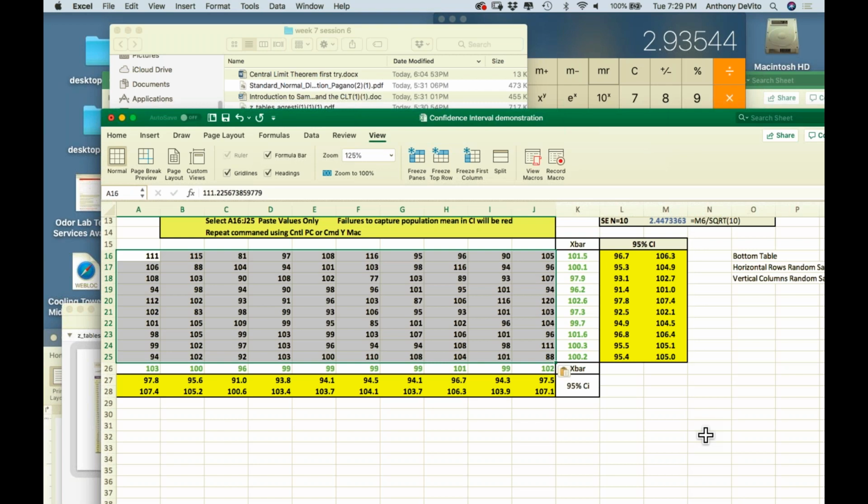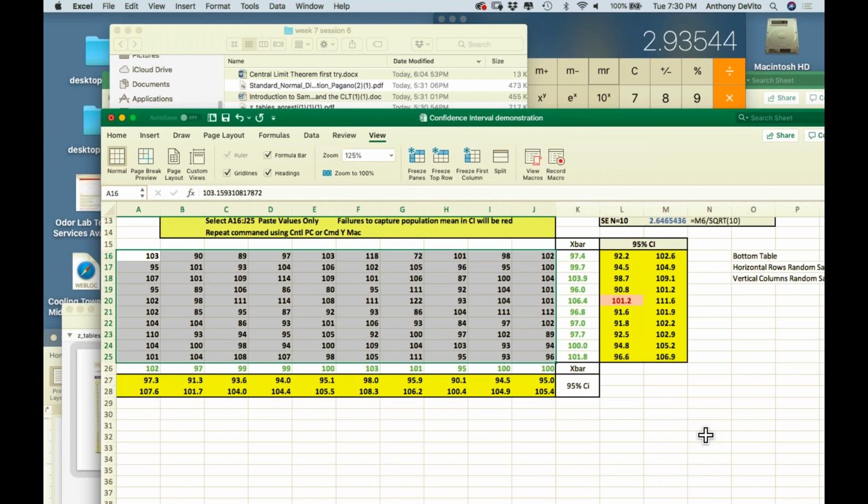There's another trick in Excel. I can repeat an operation by hitting Command Y on the Mac and Control Y on the PC. So I'm going to do that, Command Y. This time I missed it once. I'm going to do it again. Didn't miss it at all. This time didn't miss it at all. Missed it once. Missed it twice out of 20 times.